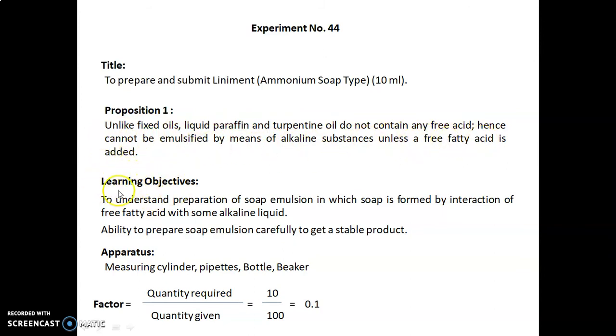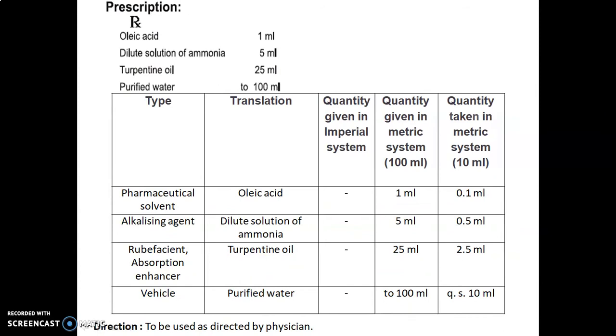Learning objectives are: to understand the preparation of soap emulsion, in which the soap is formed by the interaction of free fatty acid with some alkaline liquid, and the ability to prepare the soap emulsion carefully to get a stable product. Apparatus required are: measuring cylinder, pipettes, bottle, beaker. Factor is calculated as quantity required upon quantity given, that is 10 upon 100, which is equal to 0.1.